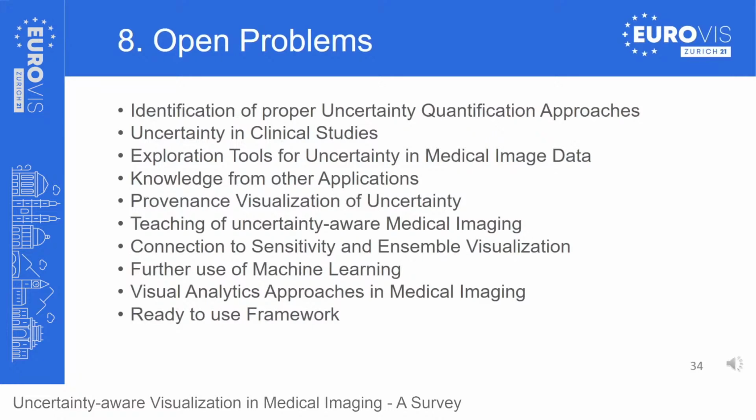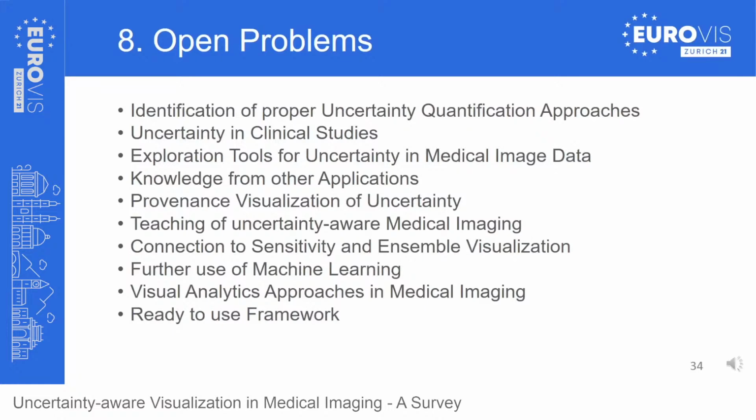Further knowledge from other applications, such as environmental sciences that also deal with massive uncertainty, needs to be taken into account to see if we can learn from this. The teaching of uncertainty-aware medical image principles is also an open problem, as medical students should learn about them to create an awareness. Next, the connection to sensitivity and ensemble visualization needs to be further examined. These disciplines provide a lot of techniques that might be useful in uncertainty analysis. Next, we want to promote more usage of machine learning, and as usual when dealing with machine learning, we also need mechanisms to understand their decision-making process, to create trust in them.